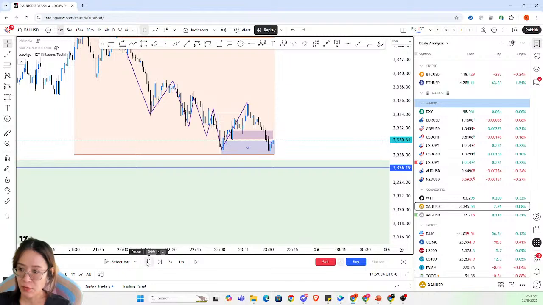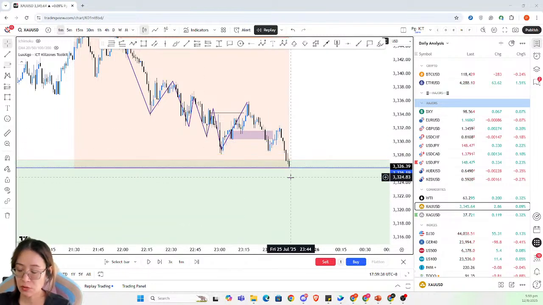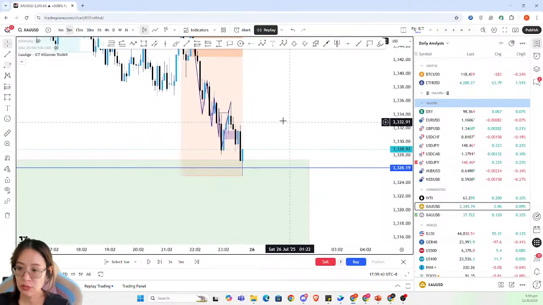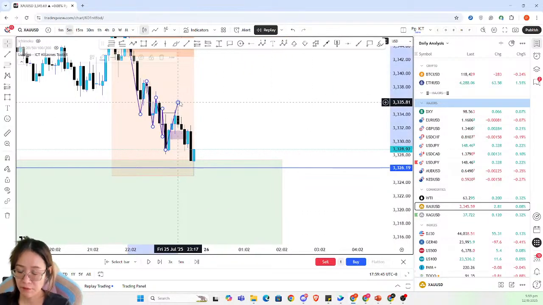They're still falling, right? Now they come to the zone. You need to wait for price to come to the zone first. What do you see here in M5?